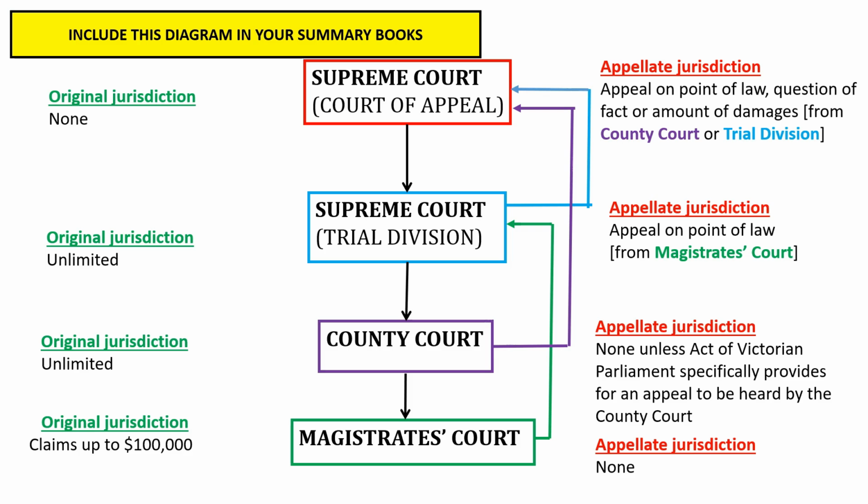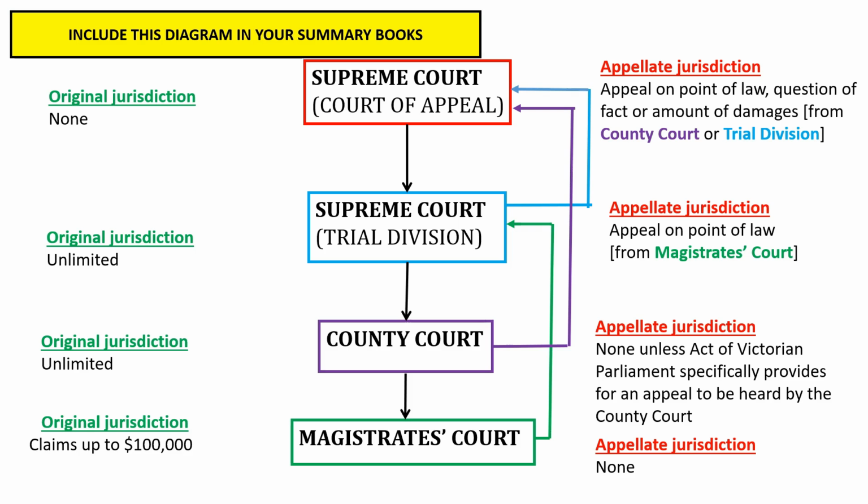To be able to bring an appeal to the Court of Appeal, that appeal has to be on a point of law, that is, that the County Court or the trial division has made an error of law or has misapplied the law, or it has to be an appeal on a question of fact, that is, that the County Court or the trial division has misinterpreted or perhaps overlooked significant facts, or that appeal has to be about the amount of damages that have been awarded in the County Court or the trial division.